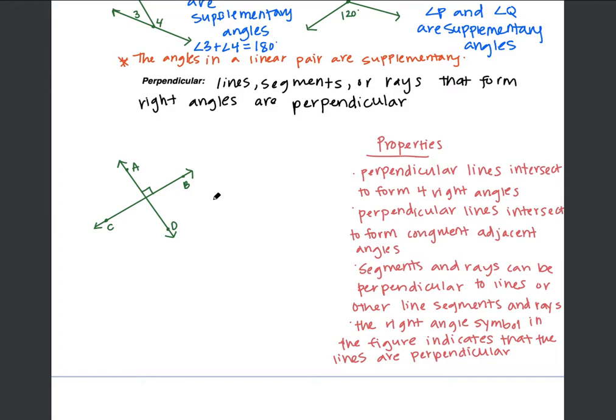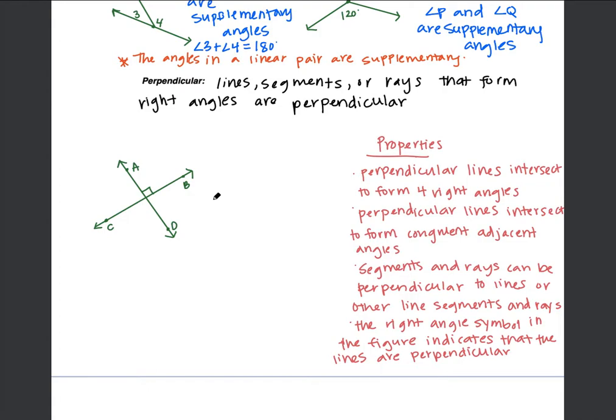Now let's talk about perpendicular. So lines, segments, or rays that form right angles are perpendicular. And then we have some properties over here on the right. So perpendicular lines intersect to form four right angles. Perpendicular lines intersect to form congruent adjacent angles. Segments and rays can be perpendicular to lines or other line segments and rays, and the right angle symbol in the figure indicates that the lines are perpendicular.